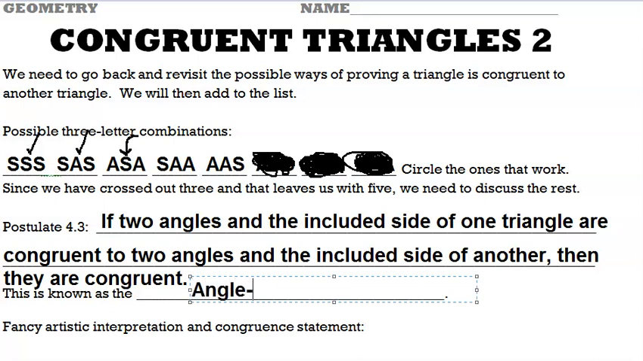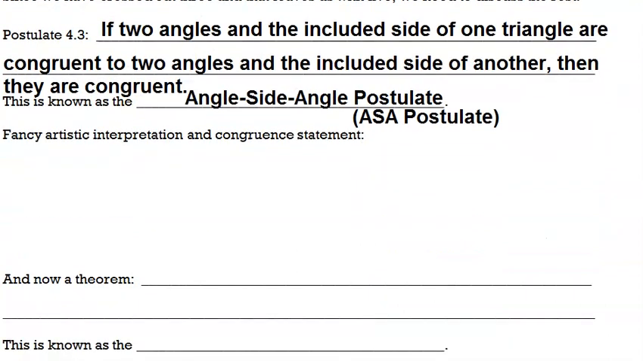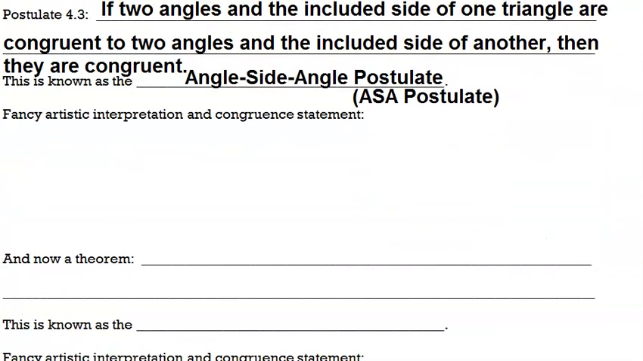This is known as the Angle-Side-Angle Postulate. And as we learned in the previous lesson, you can shorten this up to ASA. It is allowed. It is a pretty commonly known thing among the geometry world. It will not be new. It will not be something that takes your geometry teacher off guard. If you shorten it to ASA, it's pretty much just something that everybody does.